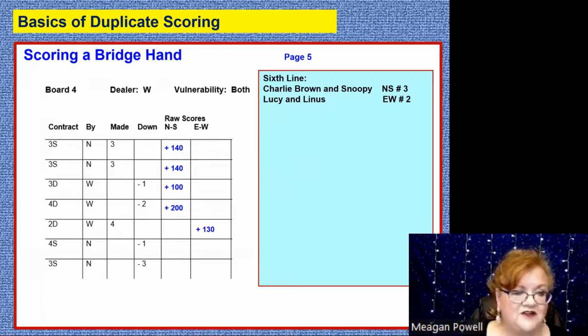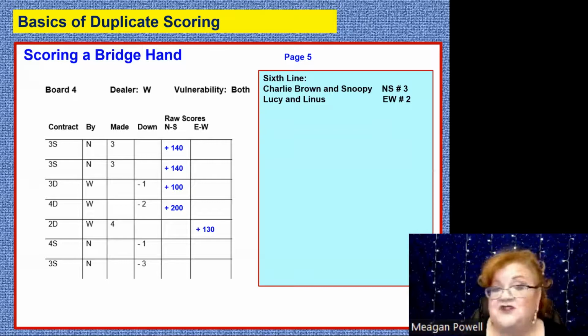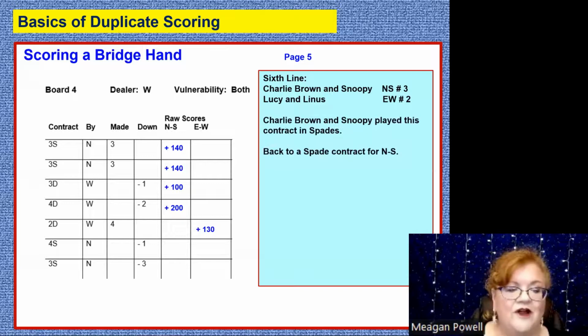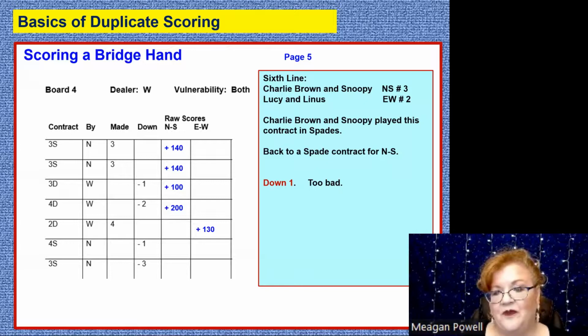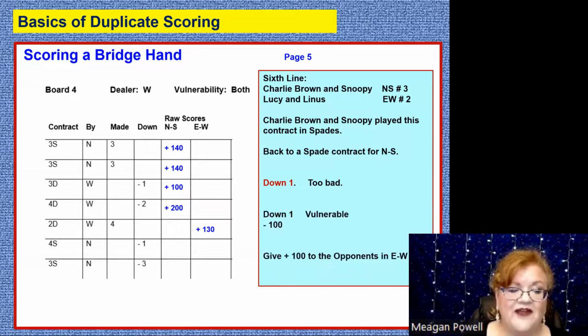Let's go look at line 6. Charlie Brown and Snoopy are North-South 3. They're playing against Linus and Lucy, East-West 2. It looks like Charlie Brown and Snoopy went all the way to 4 spades for whatever reason. Again, I don't know why. They're back to a spade contract, but they didn't make it, did they? They didn't take the 10 tricks they needed. They took 9. They are down 1. That's a shame. They are vulnerable. North and South are down 1 vulnerable. They have to give 100 points to East-West.